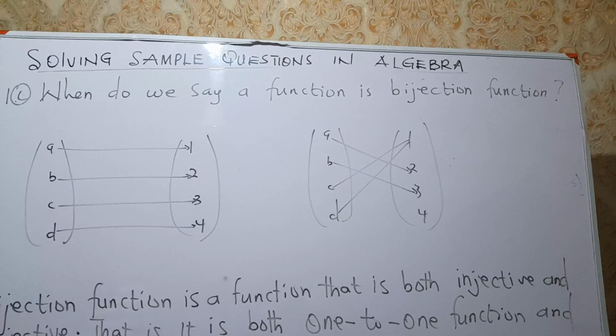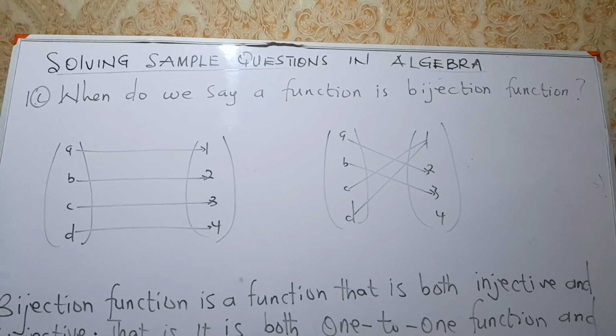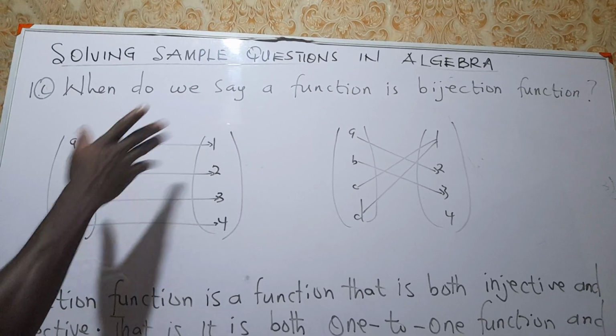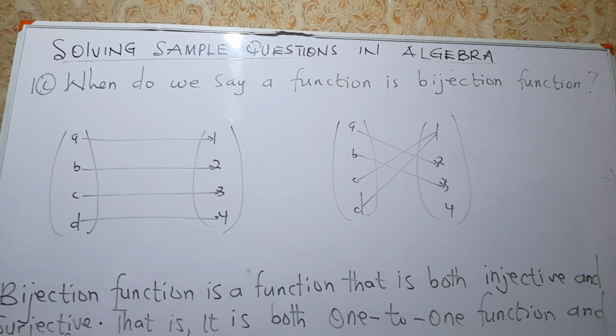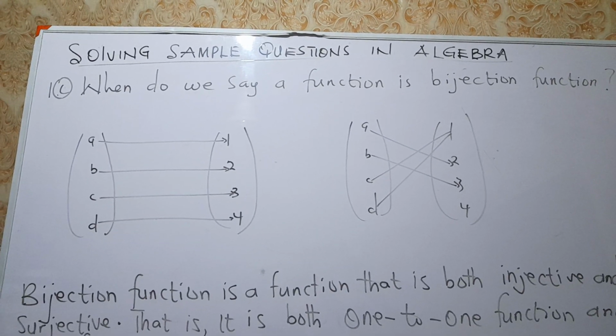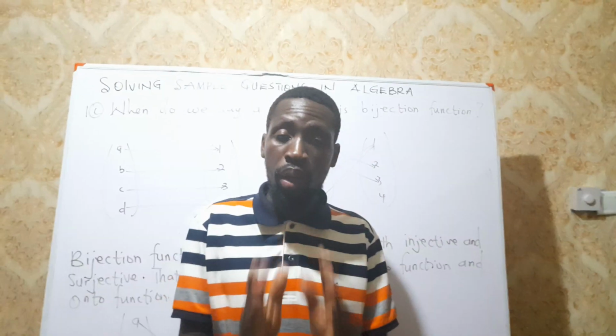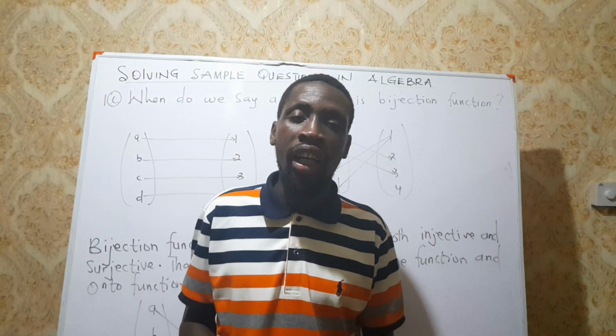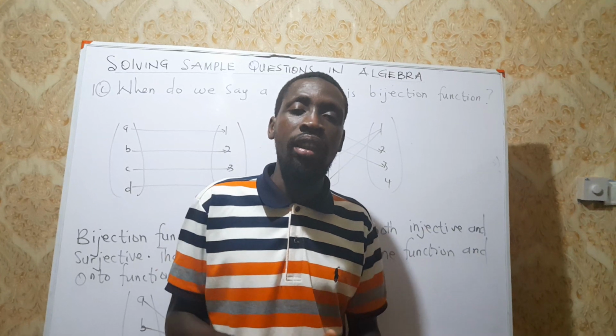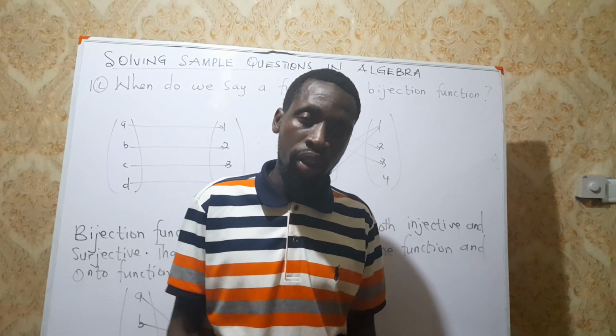So the C aspect of question 1, which was also worth 5 marks, is: when do we say a function is a bijection? So this is on properties of functions. A function may have 3 main properties, and they are injective, surjective, and bijective function.